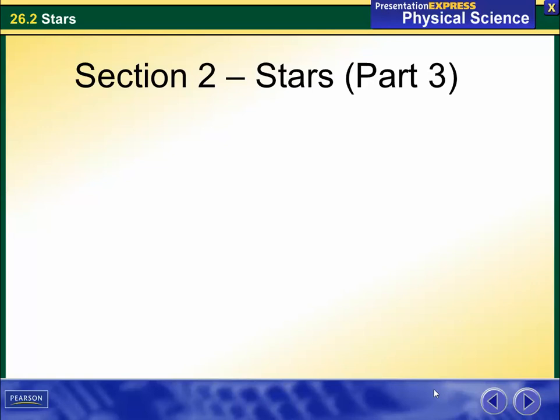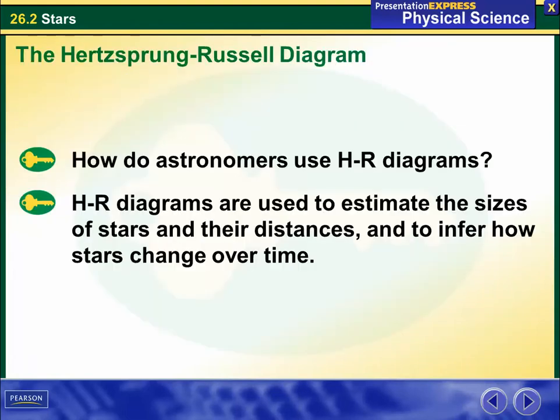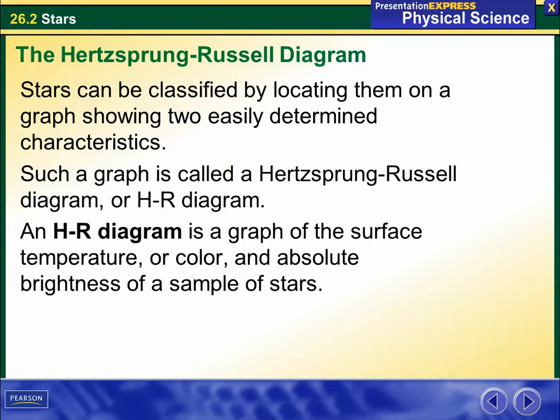Rocket Science. This is Mr. B. We're going to finish up our section on stars today and how they're classified. For this section, there's a diagram that we're going to take a look at called HR diagrams. These are used to estimate the sizes of stars and their distances and to infer how they can in fact change over time. So stars can be classified by locating them on a graph showing two easily determined characteristics.